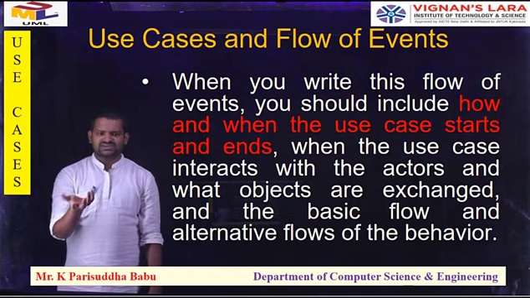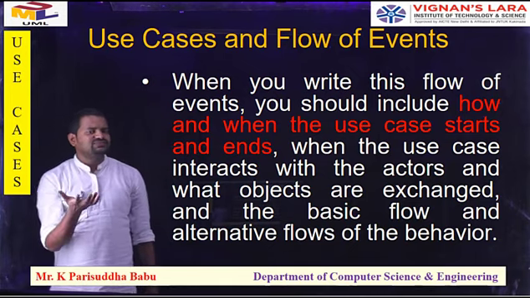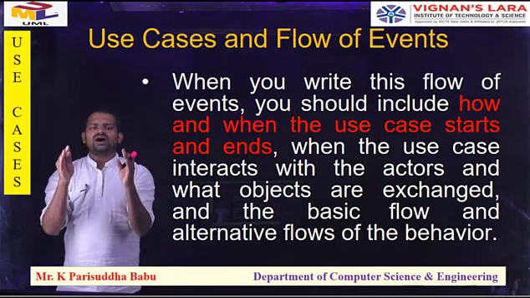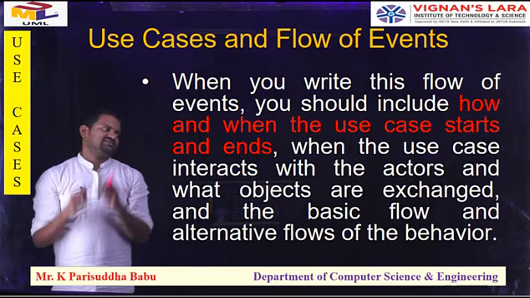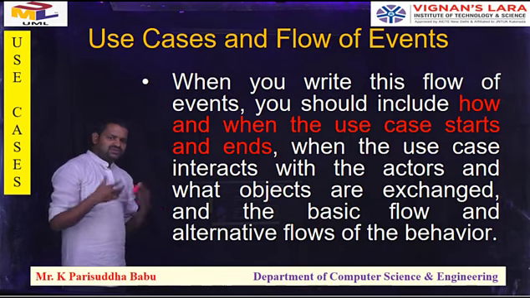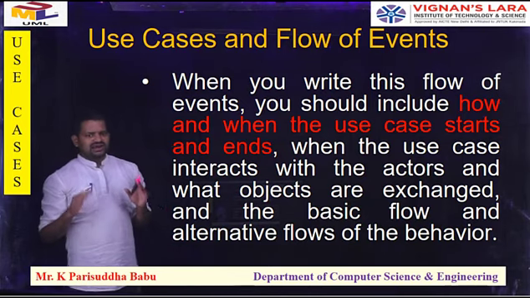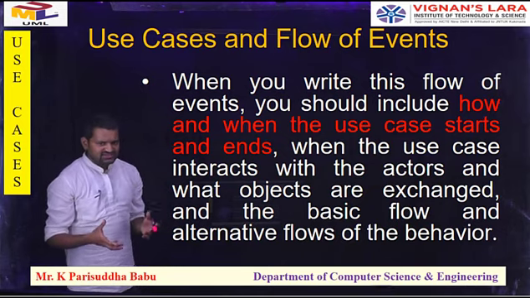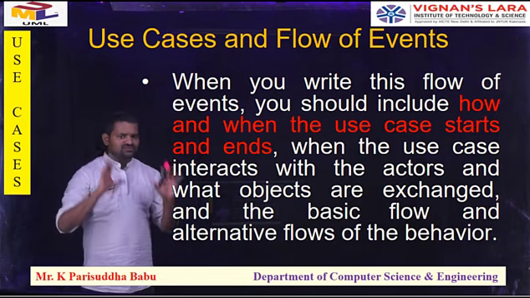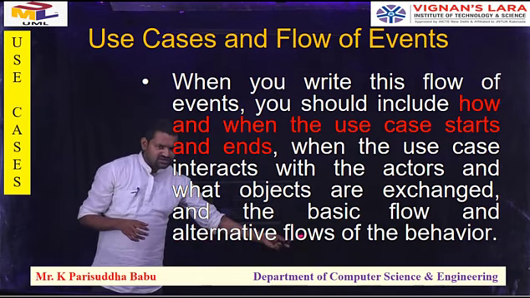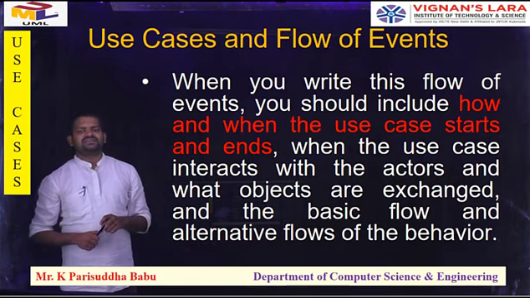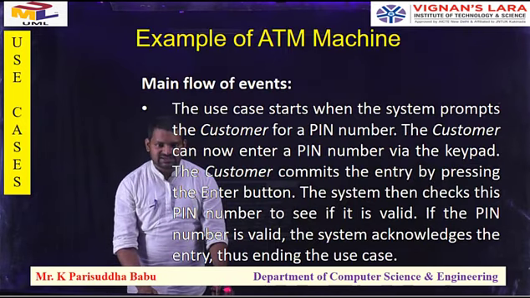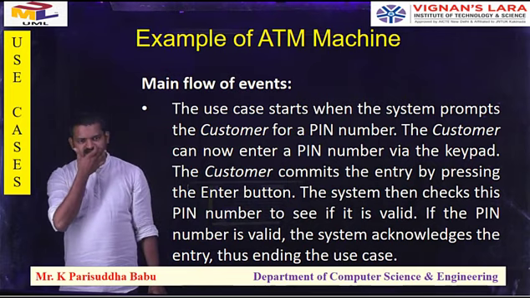When you want to write the flow of events, you should include how and when the use case starts and ends, and when the use case interacts with the actors and what objects are involved. The basic flow and alternative flow of the behavior of the system will be represented with the help of use cases. So the flow of events will be represented like this.